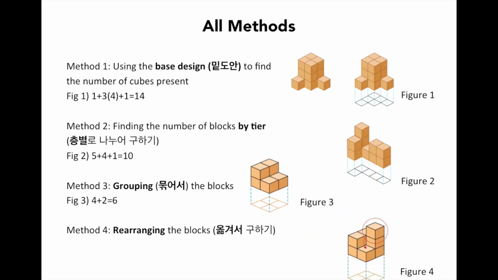This is a summary of all the methods we've covered. I didn't include a separate slide for method 4 just because it's pretty simple. All you do is rearrange the blocks around or move them so that they're easier to see. And after that, you could quick count them in your head or use method 1, 2, or 3 to find the total block count more easily.